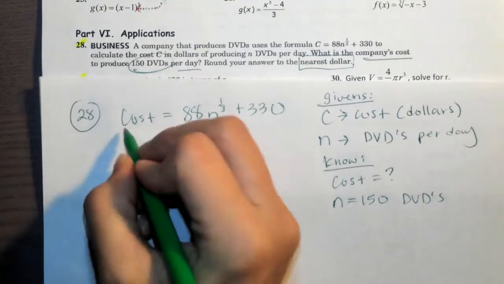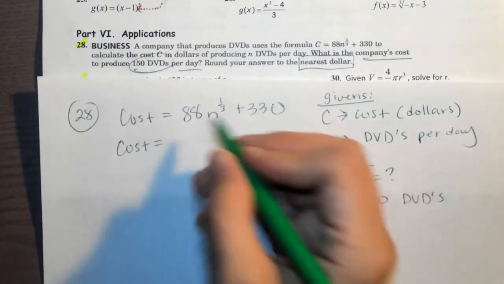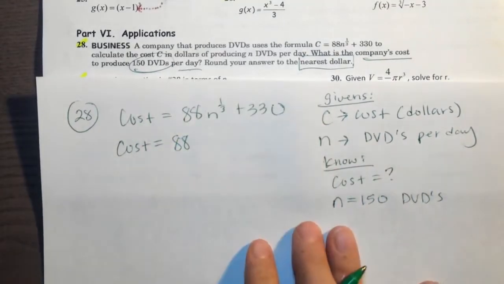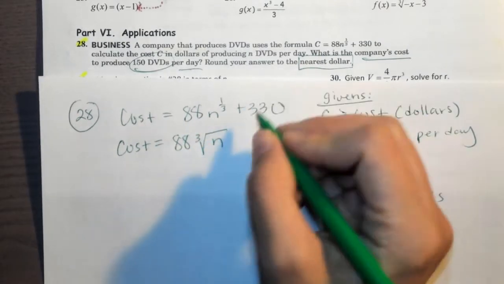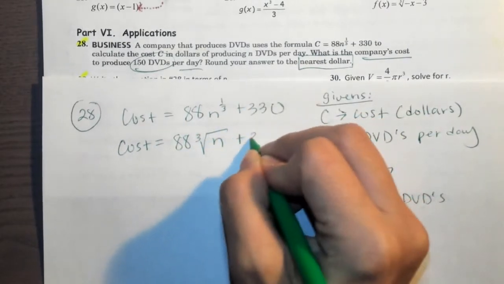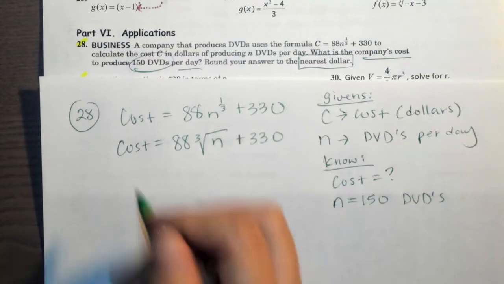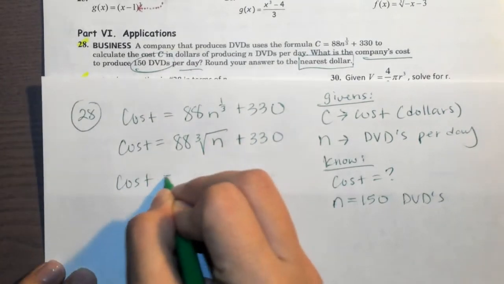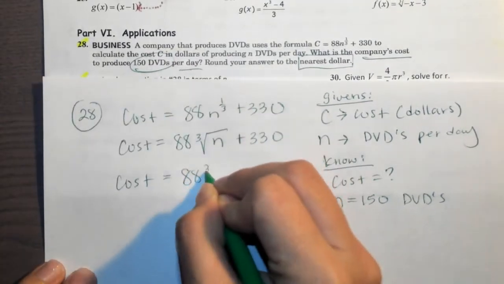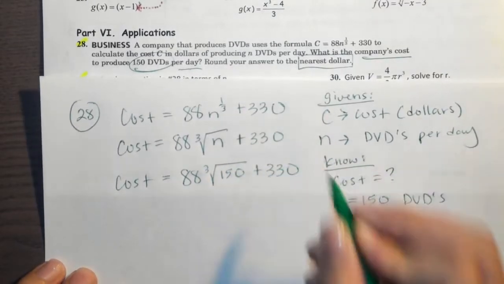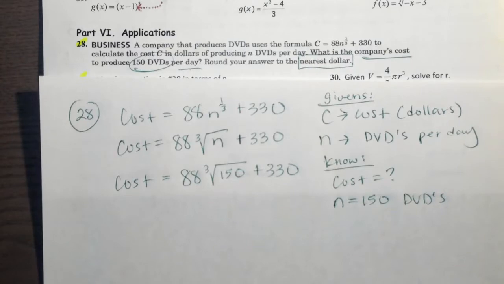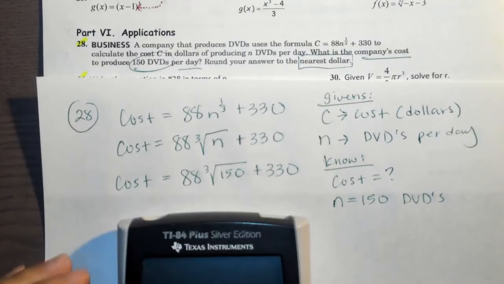So to find the cost, I'm just going to go ahead and plug in what I know. 88. Now I can rewrite N to the 1/3 power as the cube root of N. Plus 330, and my N is 150, so I have 88 times the cube root of 150 plus 330. Now I can go ahead and plug that into my handy dandy calculator.